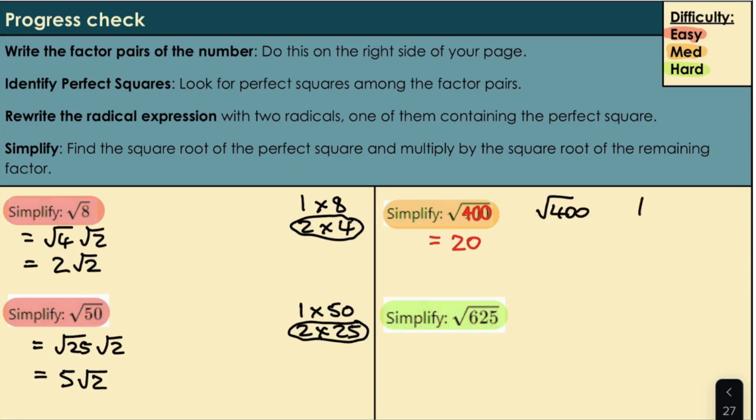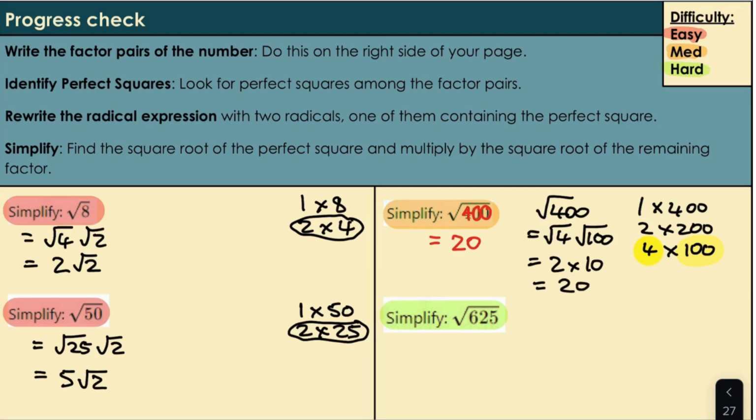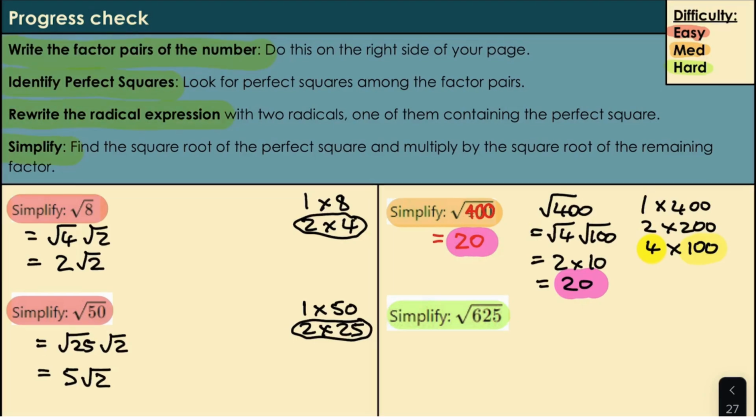Factor pairs of 400. Now most of you should recognize we have 2 square numbers. We've got the 4 and the 100. And the square root of 4 is 2, the square root of 100 is 10, and 2 multiplied by 10 is 20. That's just in case we don't know that 400 is a square number. Our final question requires that we find the square root of 625.